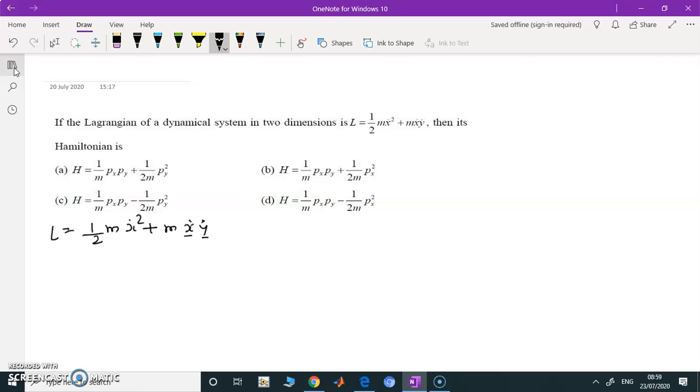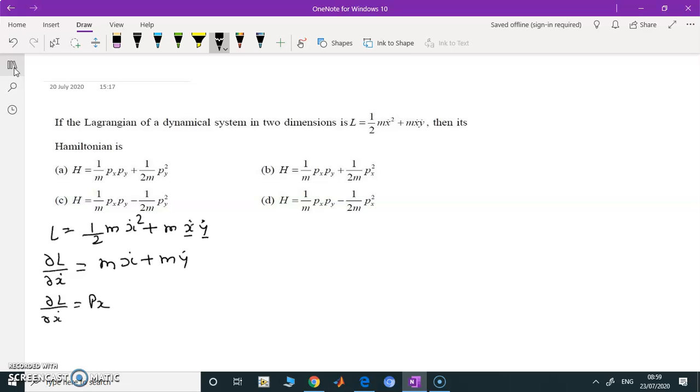First we will do dou L by dou x dot. What you will get is m x dot plus m y dot, and generally dou L by dou x dot will be px.